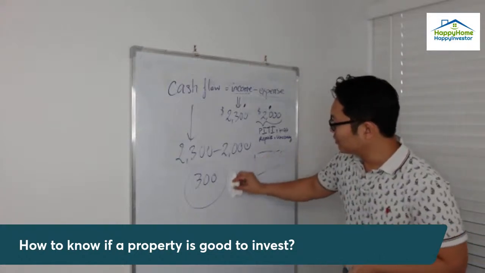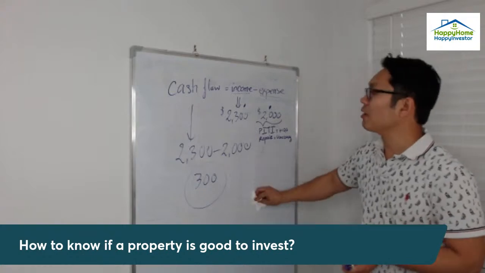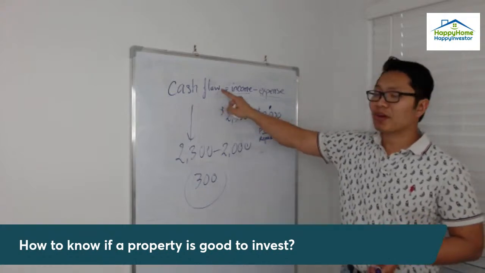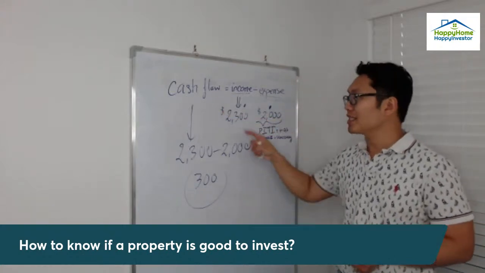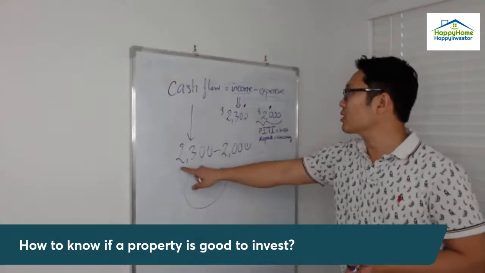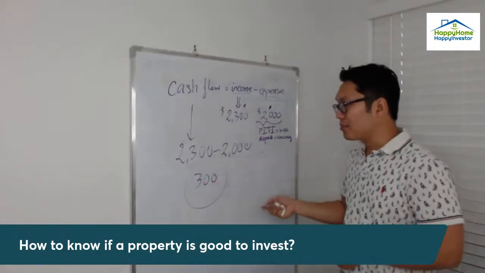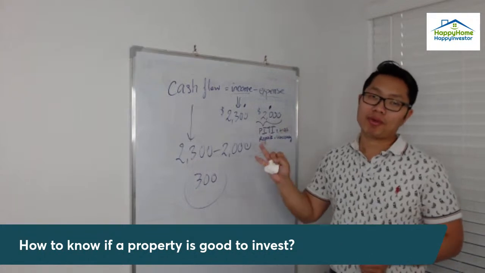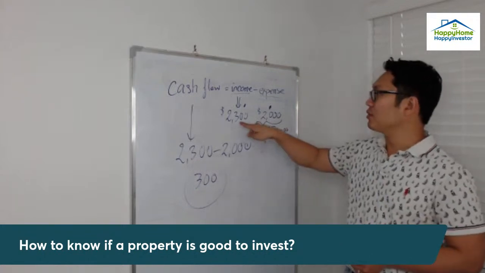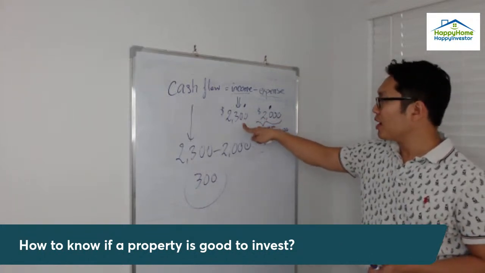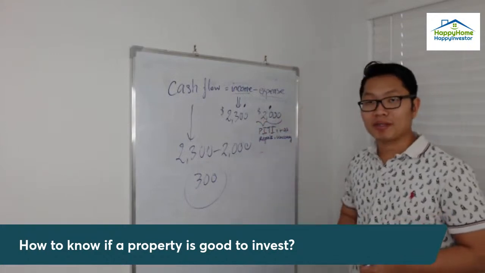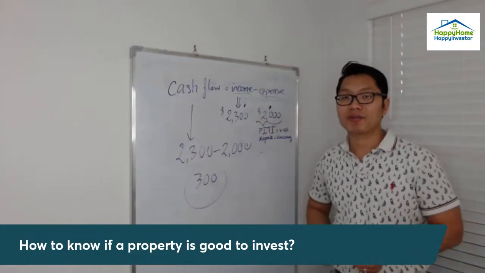Today, I just want to show you the calculation, how people talk about cash flow all the time. But what is cash flow, right? Cash flow is equal to income minus expense. In this example, you get $300 every month if you have a monthly income of 2,300 and a total expense of about 2,000, so 300, right?